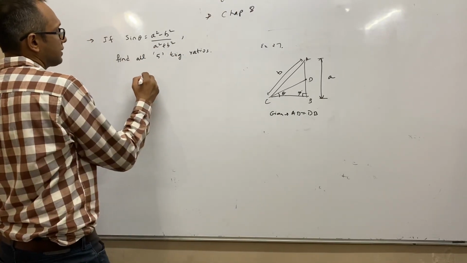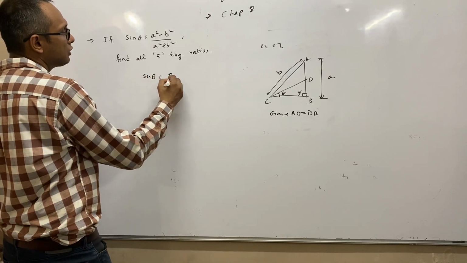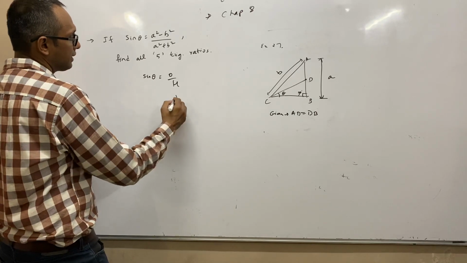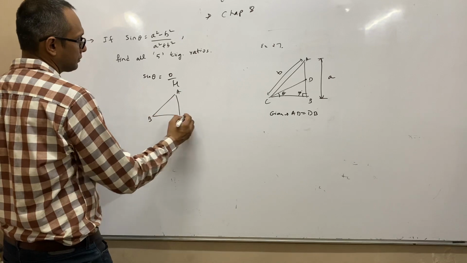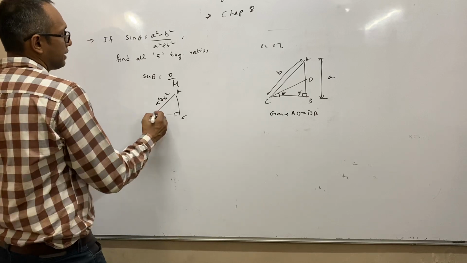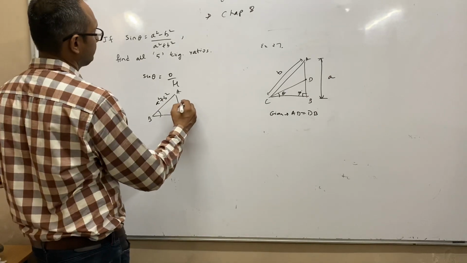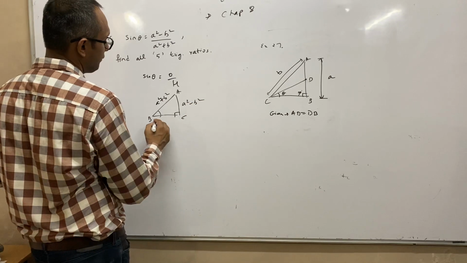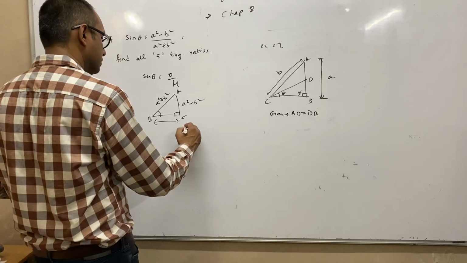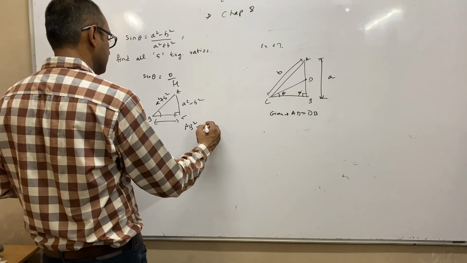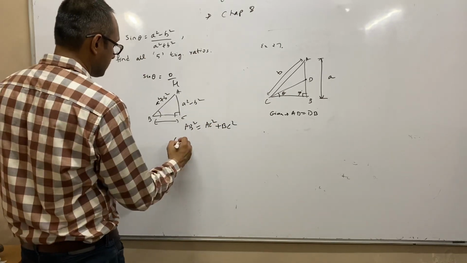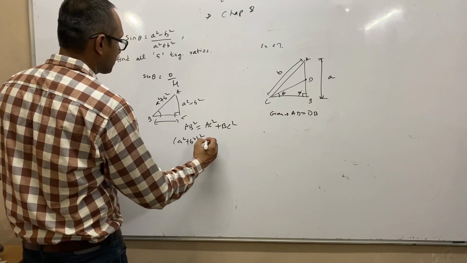Anyway, in this first thing, as you know, sin theta is O by h, opposite upon hypotenuse, and in a right angle triangle, hypotenuse is a square plus b square, and suppose we are looking from that side, and this is this, so now we will find out BC. If we are finding BC, we will use the normal Pythagoras theorem. So AB square is equal to AC square plus BC square. AB square is a square plus b square the whole square.